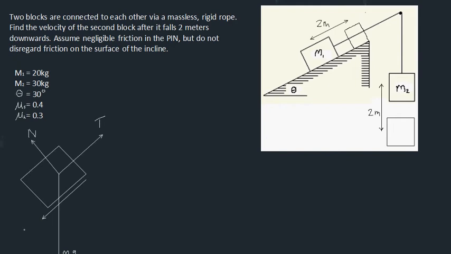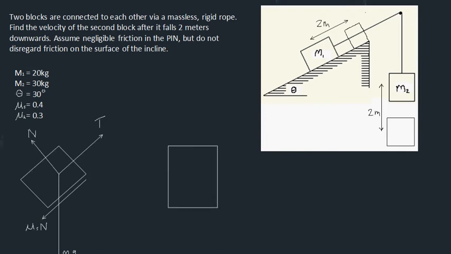But first, we're only concerned with whether the block is going to move. That's our first step. The block can't fall 2 meters if it's not moving. So we need to concern ourselves with the static coefficient of friction first. So we're going to concern ourselves with mu_s N to first determine whether, in fact, the block is moving up the hill.